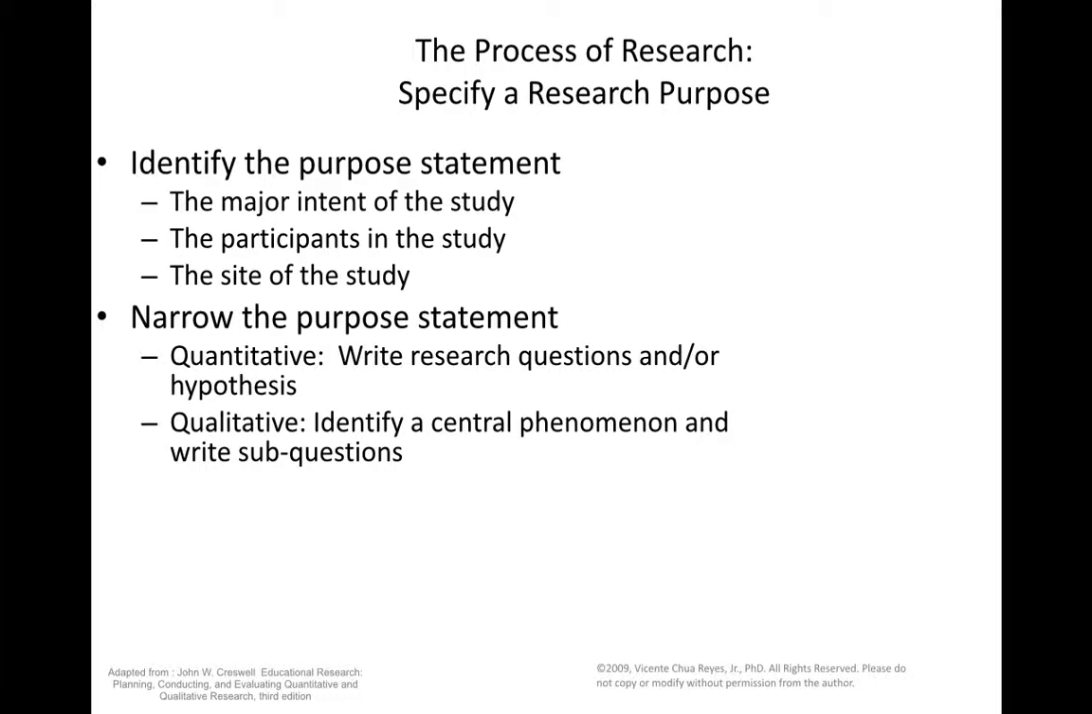The third step in the process of research is specifying a research purpose. After we've completed identification of the problem and the literature review, we now are in a good position to identify our research purpose. There are two components. First, we identify the purpose statement. In this, we explicitly state the major intent of our study, the participants, and the site, the location of the study. We then narrow the purpose statement.